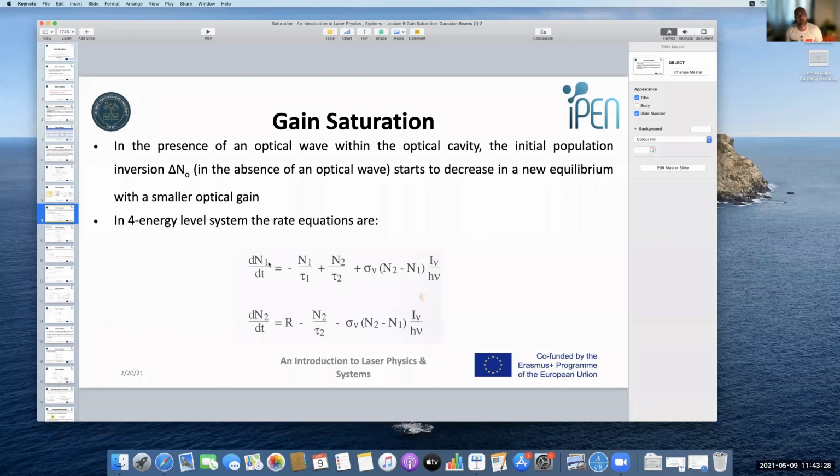So E1 or N1 corresponds to the population of the lower laser level, and N2 corresponds to the population of the upper laser energy level. If I go to N2, we pump the population towards this energy level, then we lose some population through spontaneous emission or non-radiative transition as well. And then we have the lowering of this population inversion due to laser, due to stimulated emission.